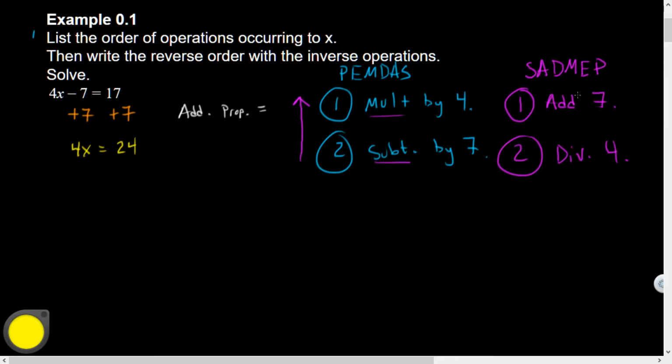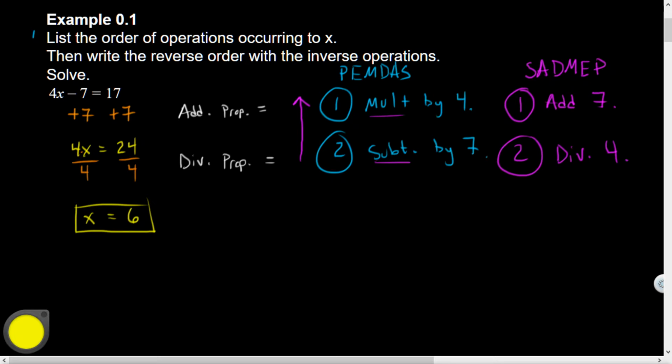I just did my step 1. I added 7 to both sides. Now, I want to divide both sides by 4. Dividing by 4 is going to be helpful, because x was being multiplied by 4. Divide both sides by 4. What property allows me to do that? The division property of equality. Div prop equals is why I can do that. And I'm left with x equals 24 divided by 4 is 6. Originally, if I just plugged in a number, I would have followed PEMDAS, but I am SADMEPing with inverse operations.